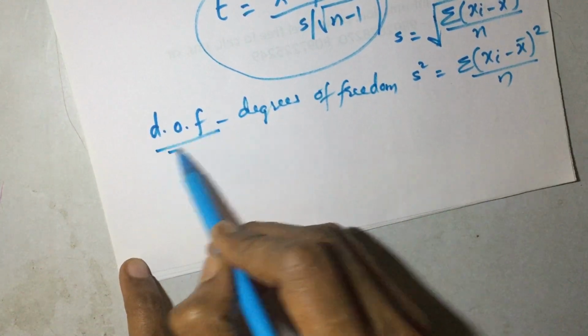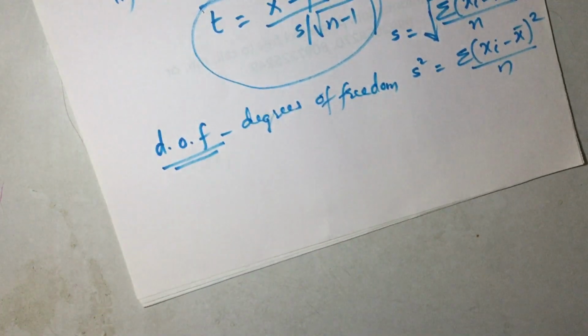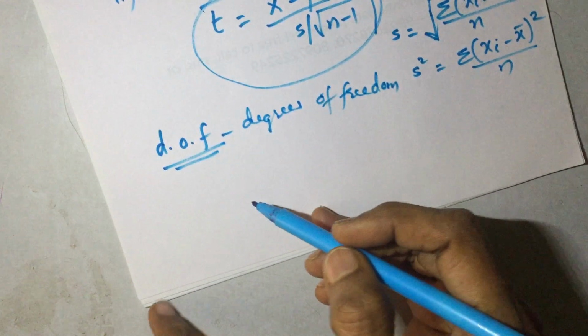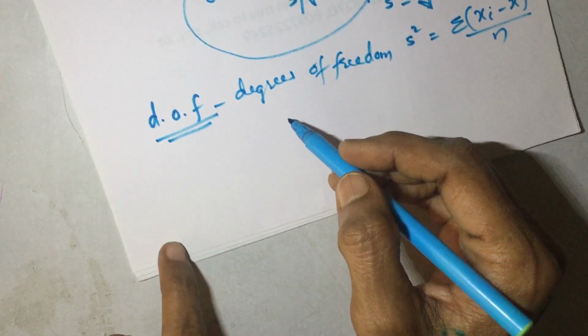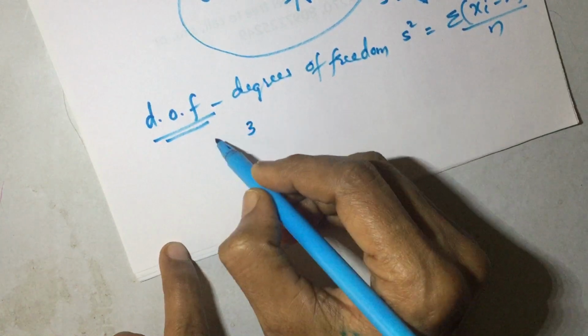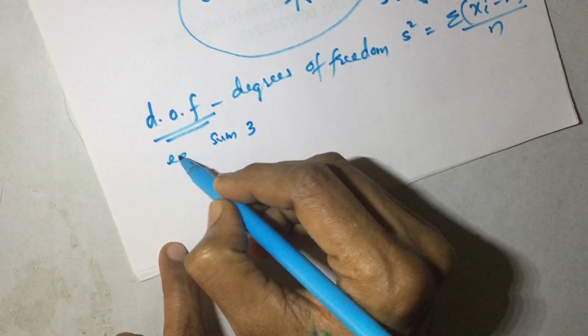Now what is this degrees of freedom? For an example I'll tell you what degrees of freedom is. Suppose we need to find the sum of three numbers.